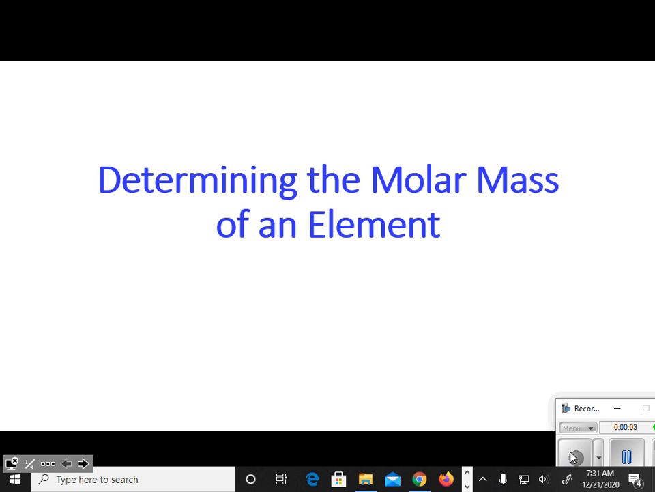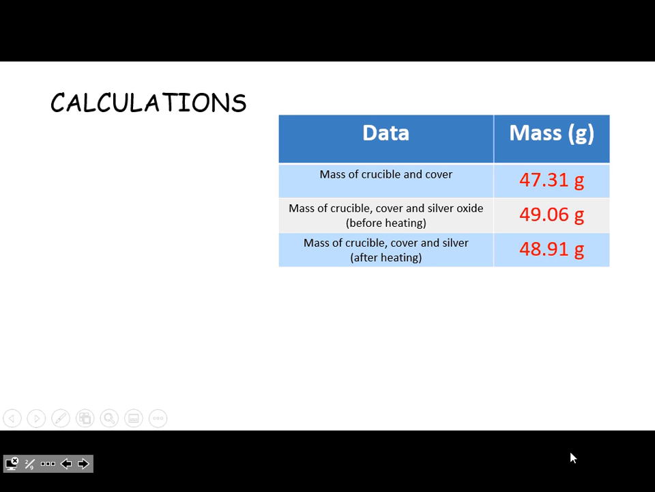So we're going to look at the lab determining the molar mass of an element. I'm going to walk you through some calculations with some data that I have from the lab. I don't remember whether it's real data or not. It doesn't matter. But here we have the mass of crucible and the cover, 47.31. Mass of crucible, cover and silver oxide before heating, 49.06. Mass of crucible, cover and silver after heating, 48.91.